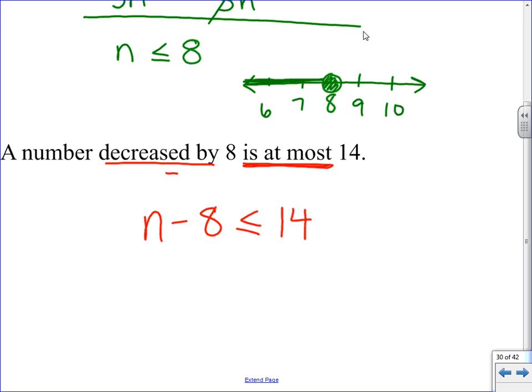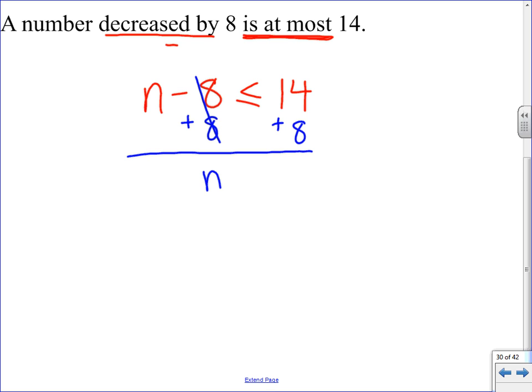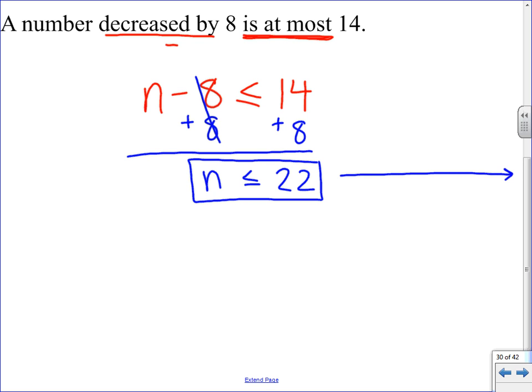Now that the inequality is written, we can see that n is being subtracted 8. To undo subtracting, we need to add 8 to both sides. All that's left on the first side is n is less than or equal to 22. The variable is already on the left-hand side, so that is a final answer. Try to graph that answer on a number line, and we'll compare graphs in just a minute. Your graph should have a filled-in circle at 22, and you should be shading numbers that are less than it.